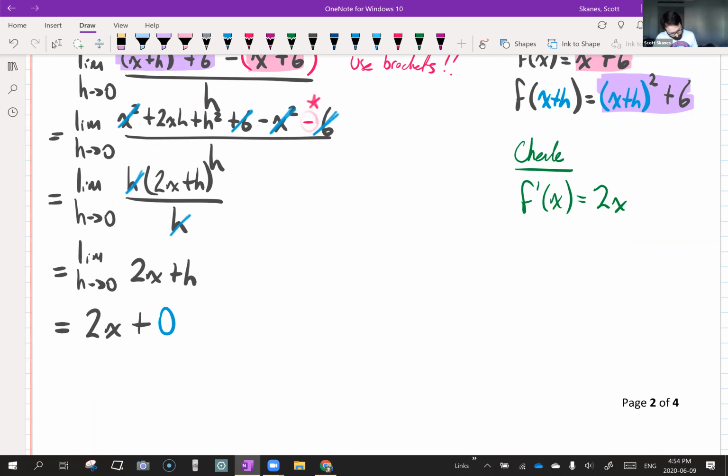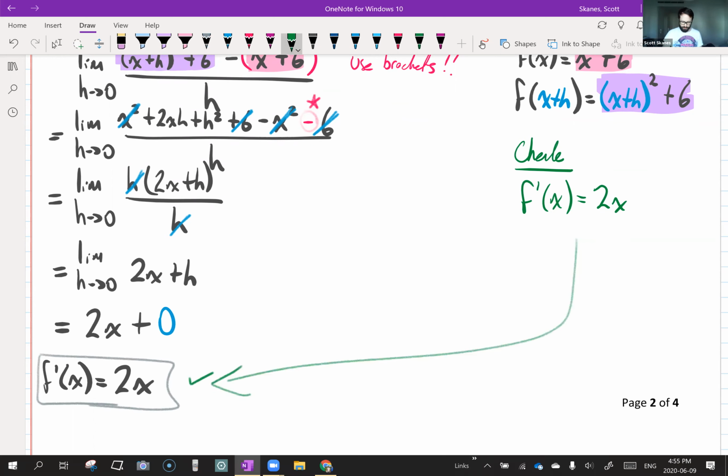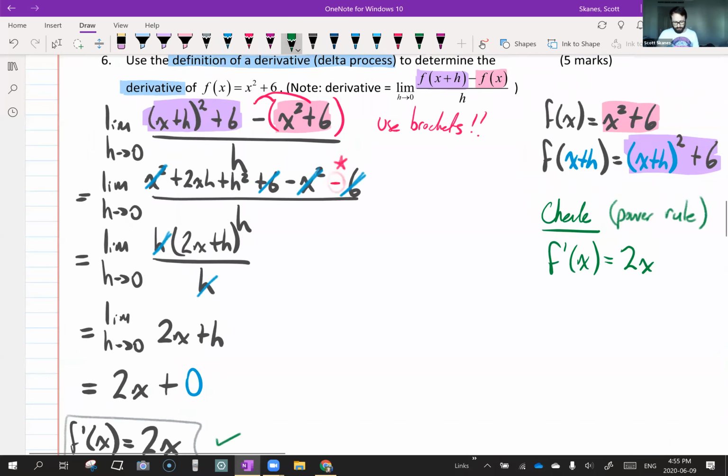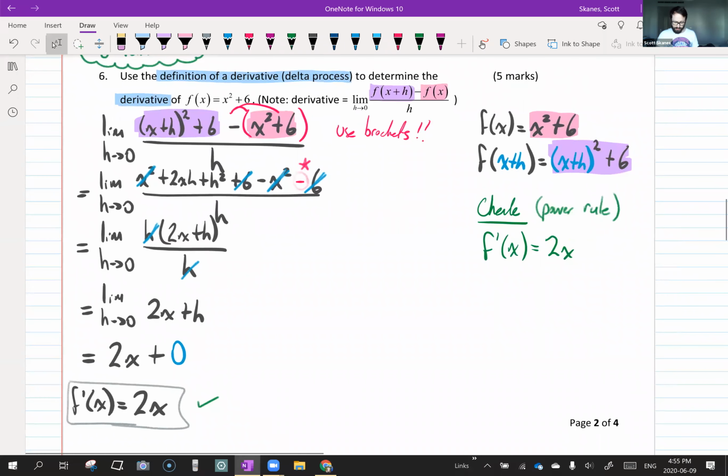For the final answer, 2x. I know that because I just used the power rule on this one. I just got the derivative of the original expression, and I can check my final answer. If I didn't get that, you know you're wrong. You just go back, try to find your mistake.